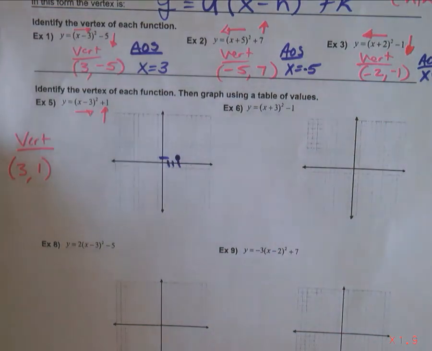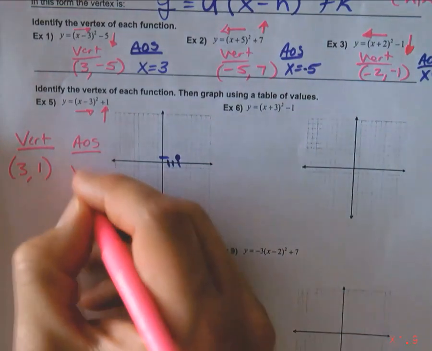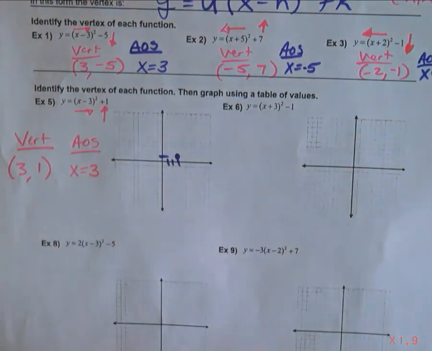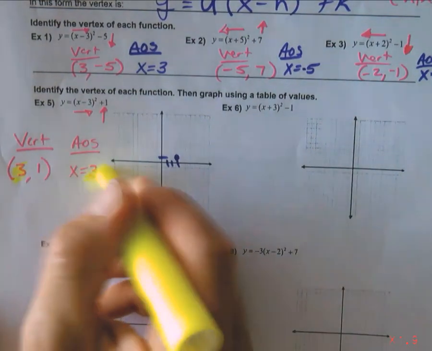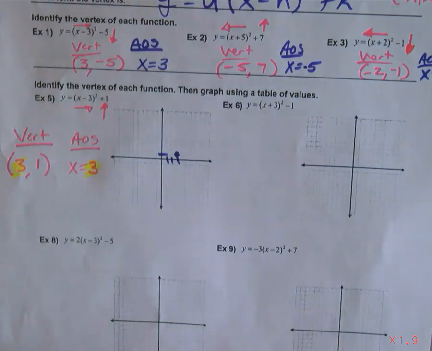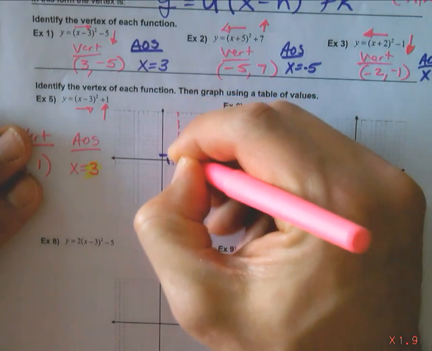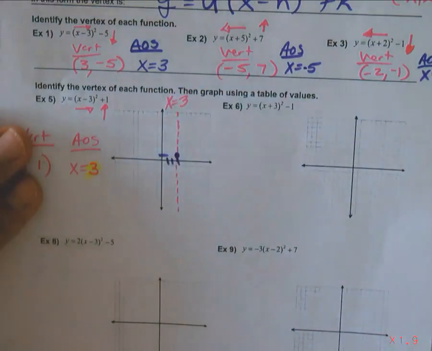And now the axis of symmetry, my AOS, is a value that's the same as that one: x equals 3. Okay, so again, don't forget I'm getting this from that, vice versa. So there's going to be a nice vertical line going right through the center of this thing that cuts it in half. And that's going to be at x equals 3.